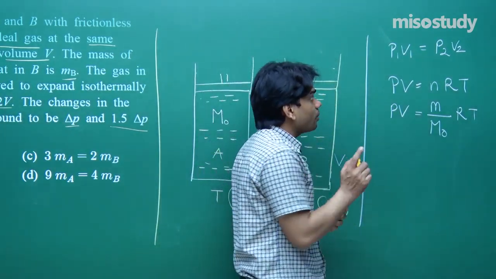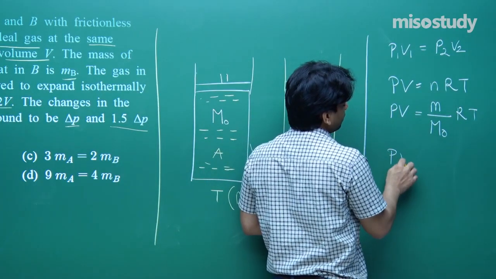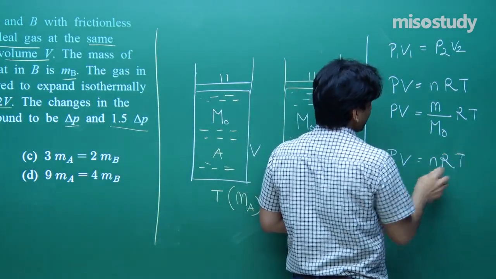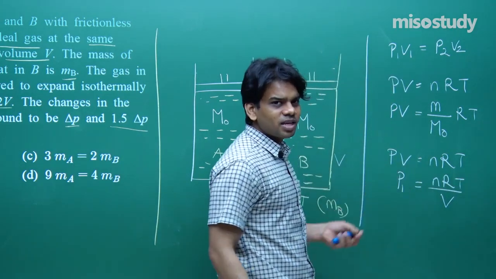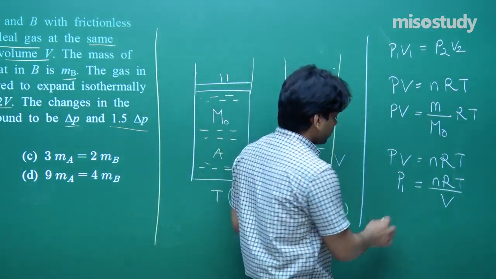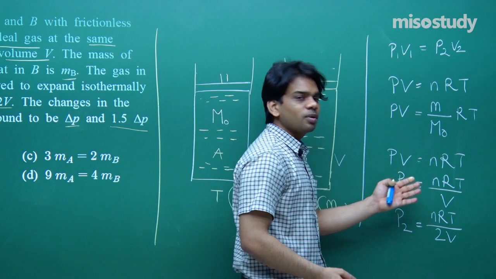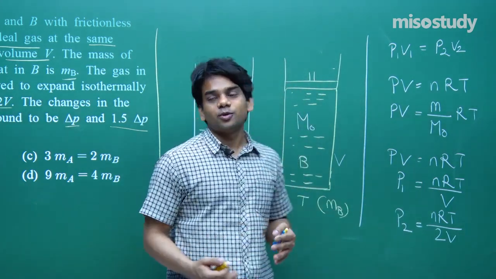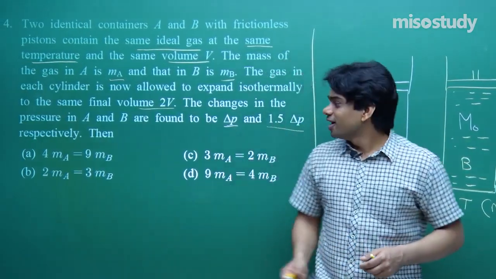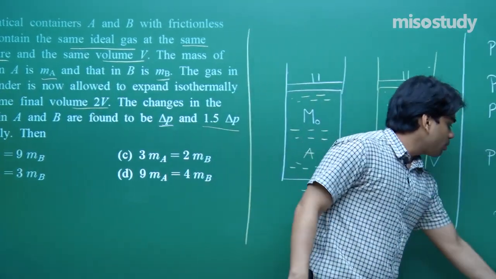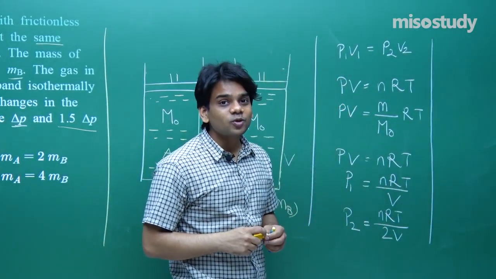Now if I talk about the initial pressure, from the equation PV equals nRT, initial pressure P1 will be equal to nRT by V. Clear? n will be the same in both the cases. Now the final pressure P2 will be equal to nRT by 2V. Temperature remains the same, number of moles will remain the same. Now there is a change in pressure, delta P for A and 1.5 delta P for B. If I talk about the change in pressure, since it expands and temperature remains the same, pressure is going to decrease.